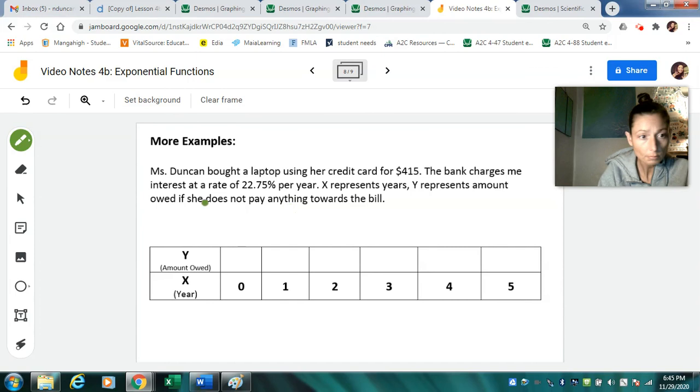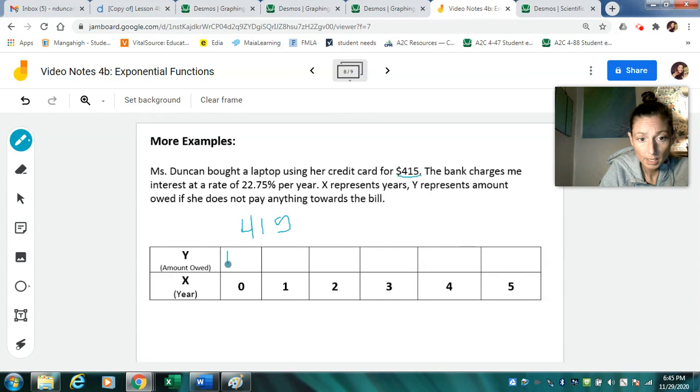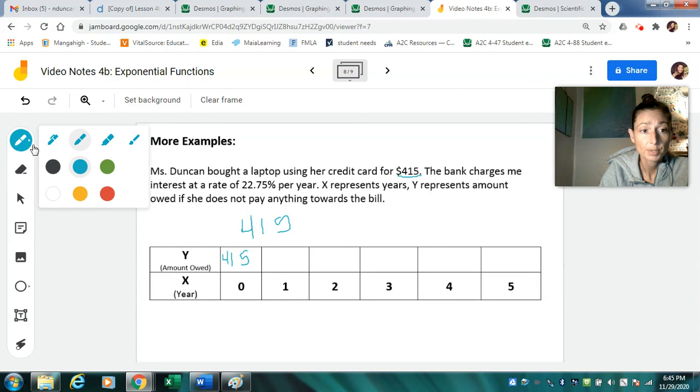We're going to look at how the amount of money I owe increases if I don't pay any money at all. So I have my starting amount of money, which is the cost of the laptop that I bought on my credit card. So that's going to be year 0. I owe $415. But I have an interest rate that they charge me of 22.75%.